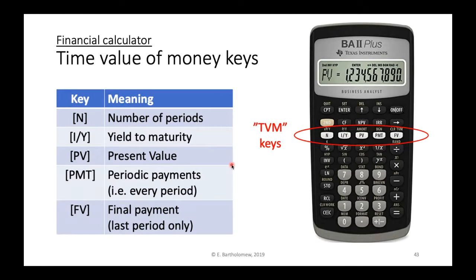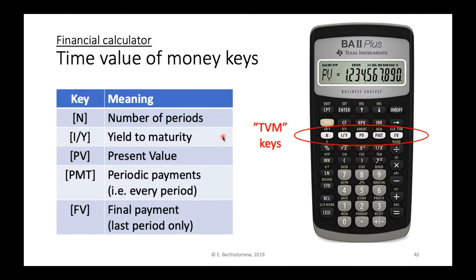And they have very specific meanings, and they're actually special registers for storing variables. So like we use the store 0, store 1, these are additional registers where you can store variables, but are used specifically for doing time value of money problems. And this is what they mean.